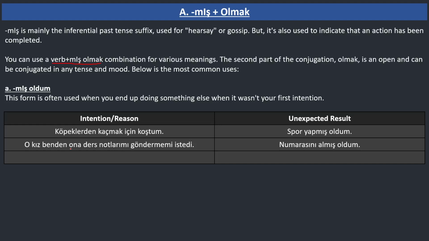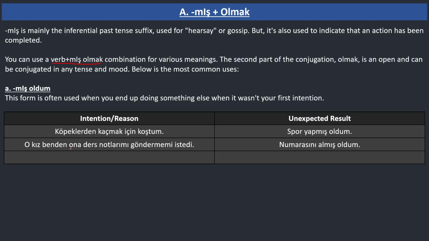Sınavlara gitmeden geçmiş oldum. That works. Like, for some reason I passed the exams, but I didn't go. Gitmeden geçmiş oldum. Dükkanın önünden geçtim. Para harcamayı bitirmiş oldum. I'm not sure if that works. It is usually for a result from an unplanned intention.